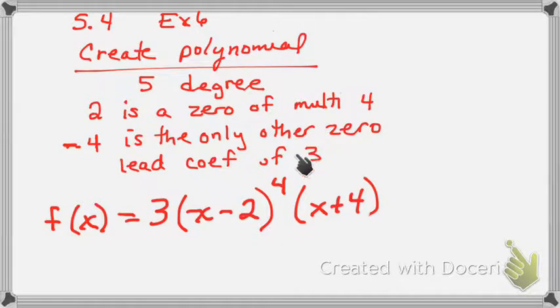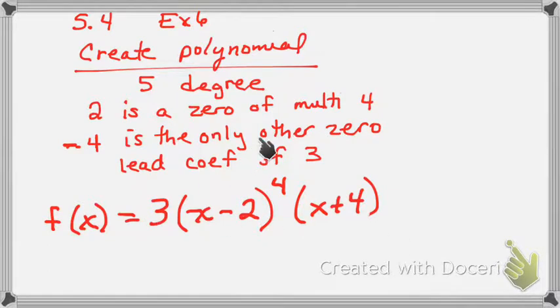Okay, everybody good with that? So 2 is a 0 of multiplicity 4. So that means an x minus 2. The multiplicity of 4 means to the fourth power. All right, so now we have this as our polynomial. Everybody okay with that?